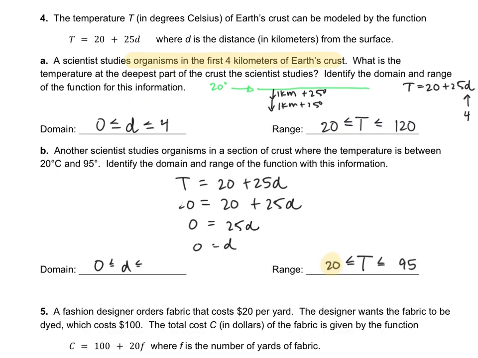Now I would do it again, but this time I would replace t with 95 minus 20, that would get me 75, and then divide by 25 would be a distance of 3. So this time, if the scientists decided to study organisms between 20 and 95 degrees Celsius, that means they're going to study organisms between 0 and 3 kilometers into the Earth's crust.